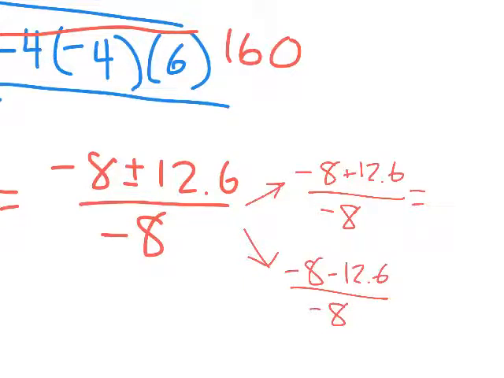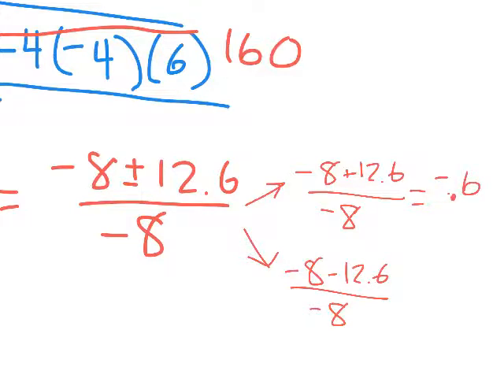So negative 8 plus 12.6, hit my equal sign, that's 4.6. Divide by negative 8. Hold on, I messed something up here, sorry. Negative 8 plus 12.6 gives me 4.6. Divide by negative 8. That gives me, let's round again, so that'd be negative 0.6.